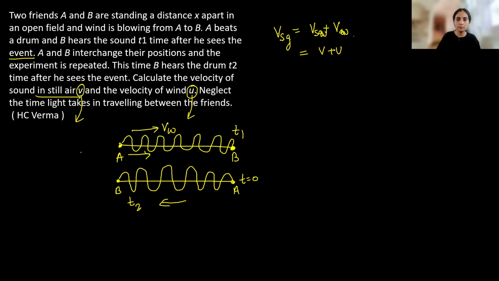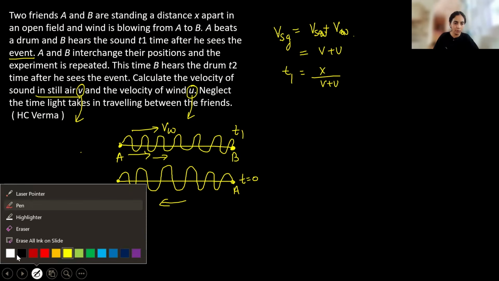Do you understand? They are in the same direction, right? In the first case, they are in the same direction. Vw and the velocity of sound are also in the same direction. In this direction only it is traveling. So V and U are in the same direction. I have written V plus U. Now what will be this T1? So T1 will be equal to X by V plus U.